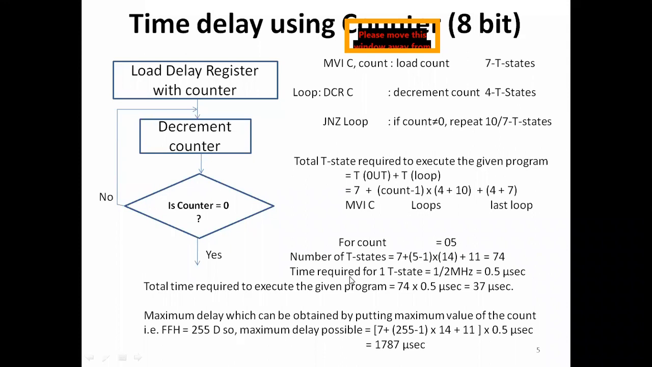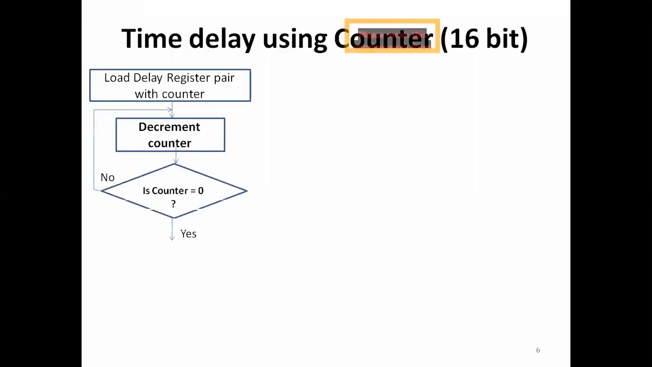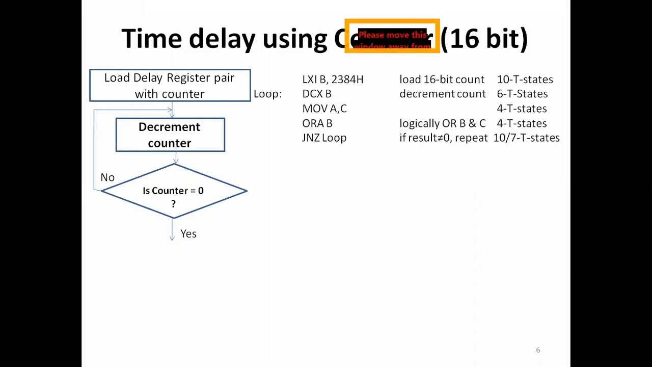So what will happen if we want more delay? Instead of 1.7 millisecond or 1787 microseconds, if we want more delay, then what can we do? Then we have another process, known as time delay using a counter, but the counter which will be used is a 16-bit number. How it works: the flowchart will remain the same, but the program will be changed.